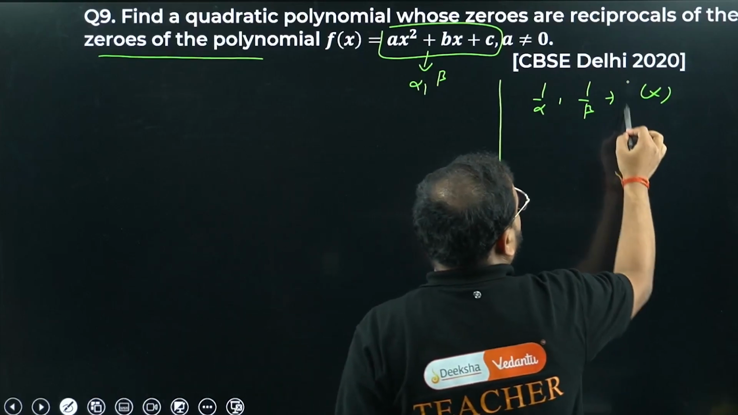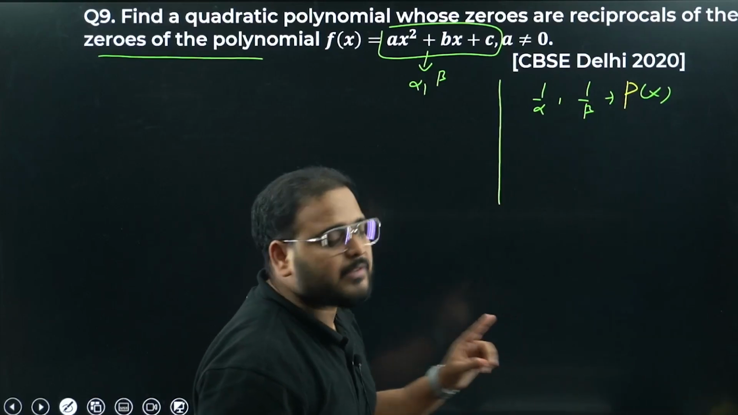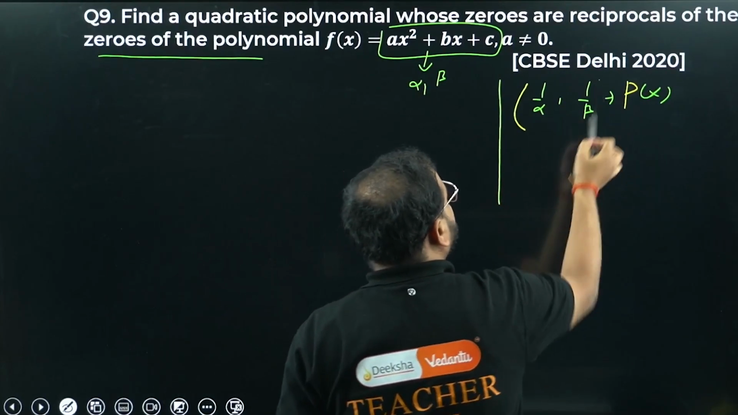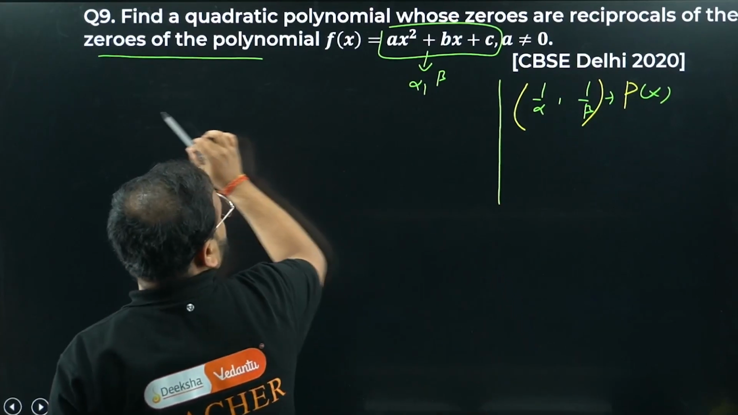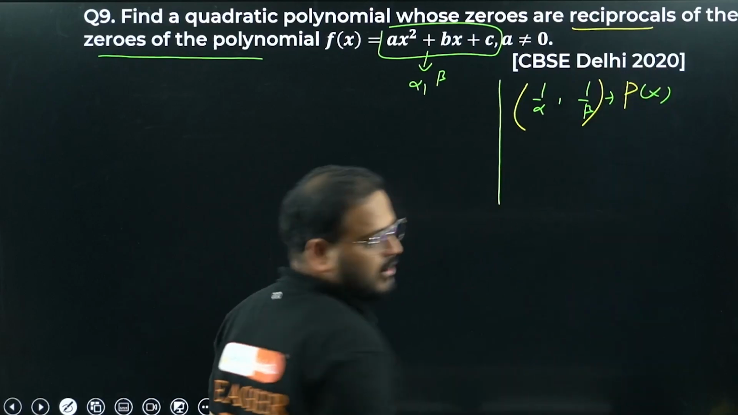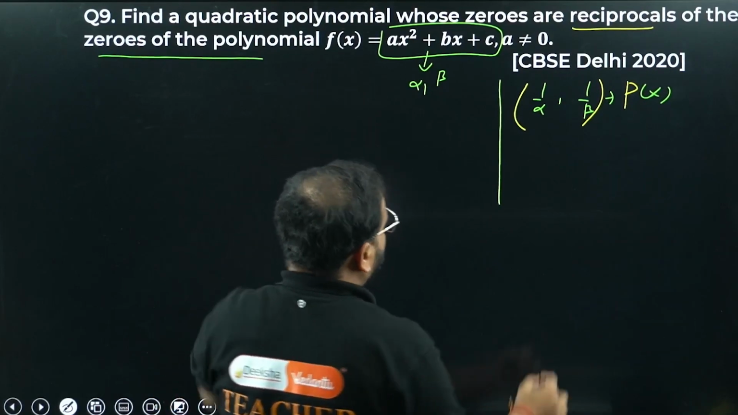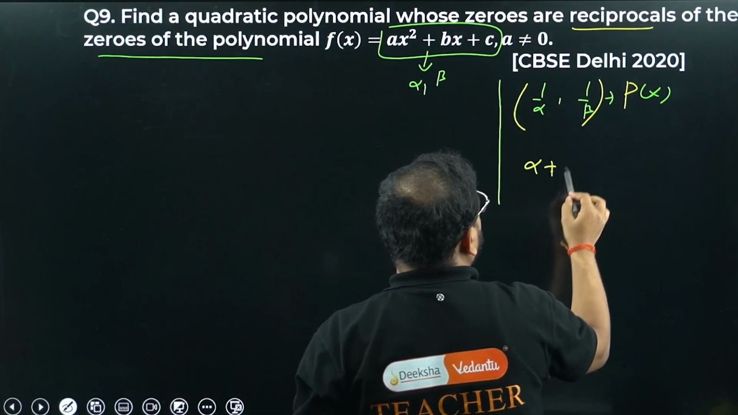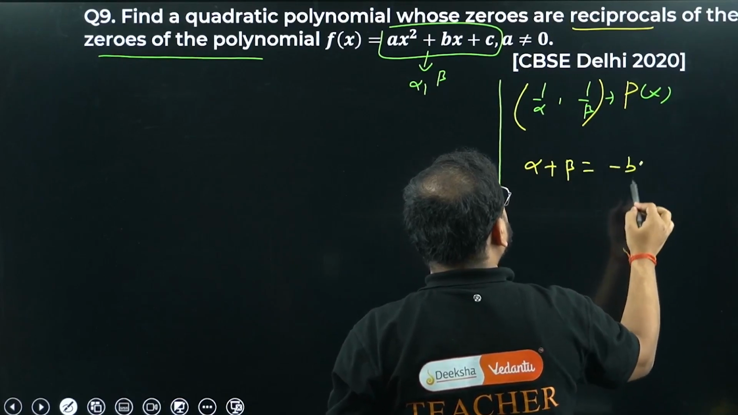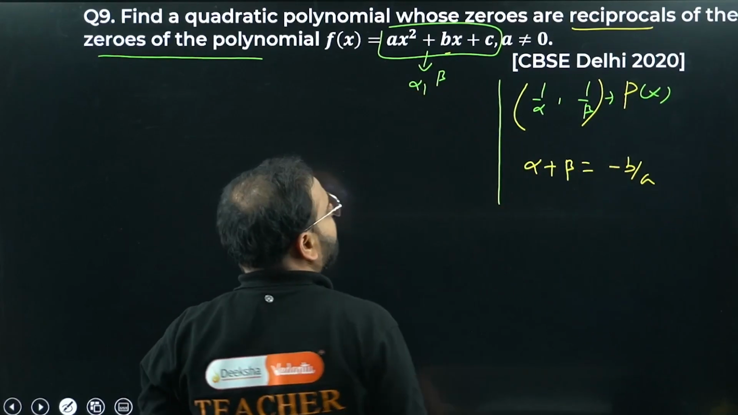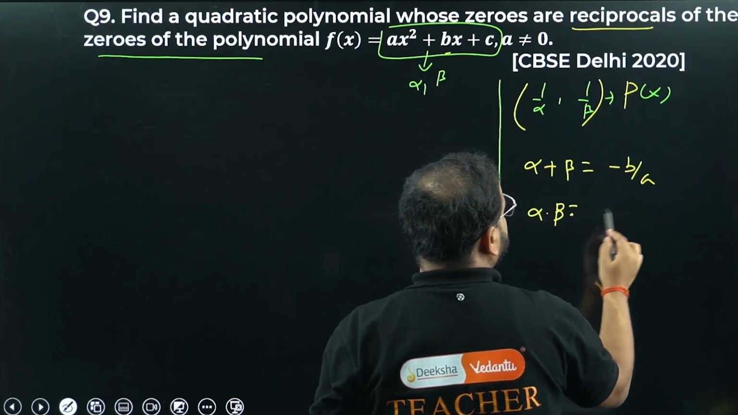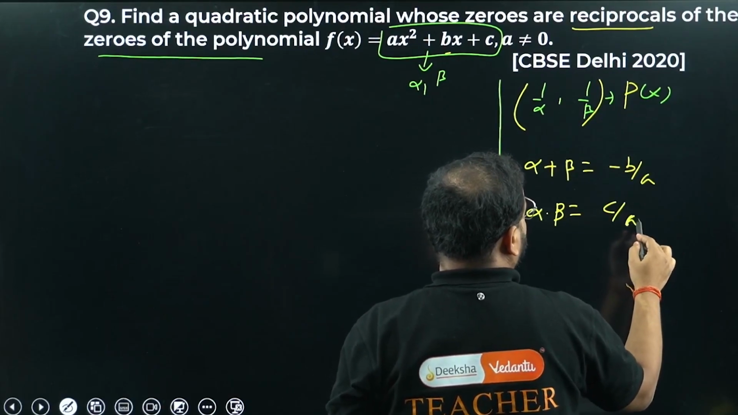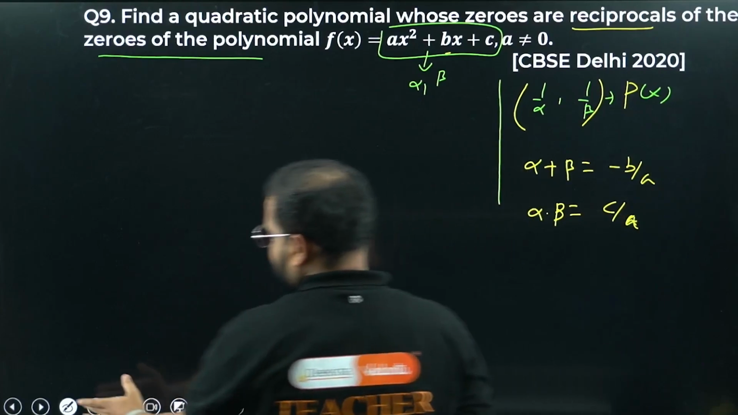Simply P of x. So we are looking for a polynomial P of x which will have the roots, or the zeros, to be what? 1 by beta and 1 by alpha. They said reciprocals, right? So for this polynomial, what can I write for alpha plus beta? Minus b by a, sir. The sum of the roots. What about the product? Simply c by a, sir.